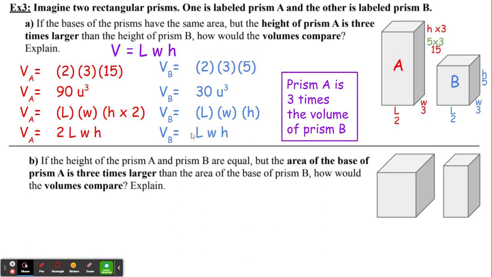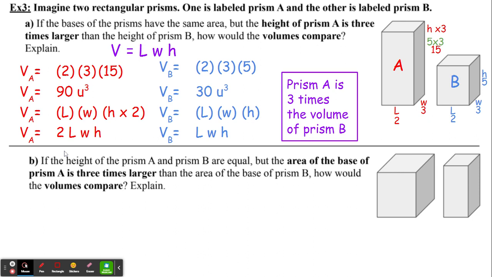And then since the volume of B is length times width times height, I can replace length times width times height with volume of B. So right here, volume of B times, we said this should be a 3. That accidentally got changed to a 2, but we know that it's the height times 3. So 3 times the measurement of the volume of prism B is equal to the volume of prism A.